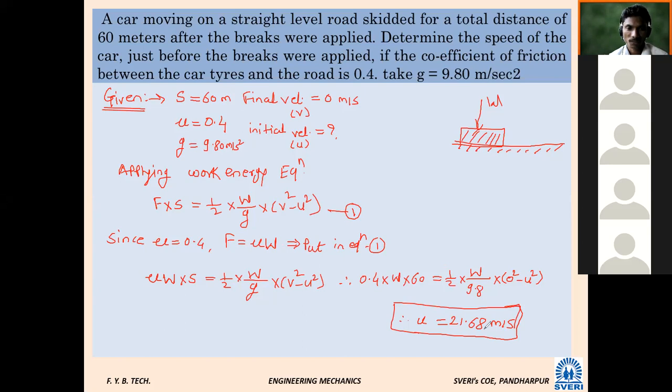So this is the work energy equation: F into S is equal to 1/2 W upon g into V square minus U square. If you are able to find this equation, it is very simple. This is called the work energy equation. Here mu is given as 0.4. Understood? Very simple. Please take a screenshot or write it down. We will go to the next one.